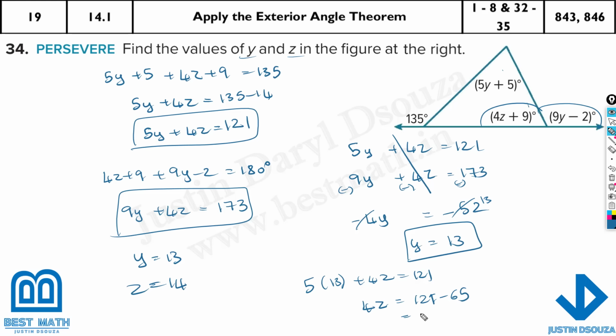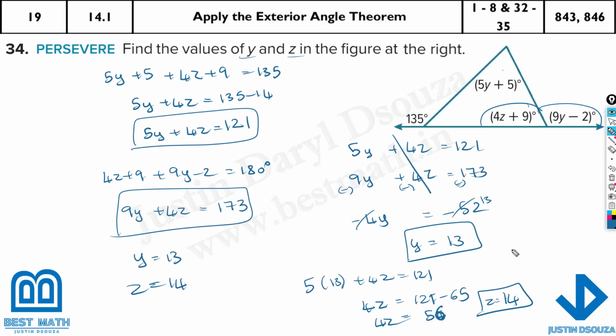That will be 56, sorry, my bad. 121 minus 65 is 56, and then we have 4z. Divide both sides by 4. It's going to be 14. And yes, that's the answer. Z is equal to 14.